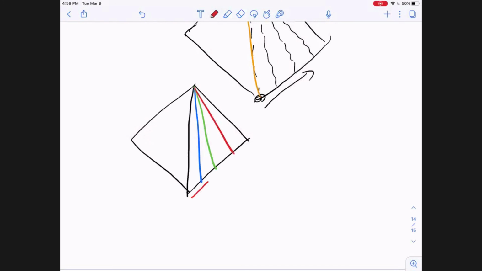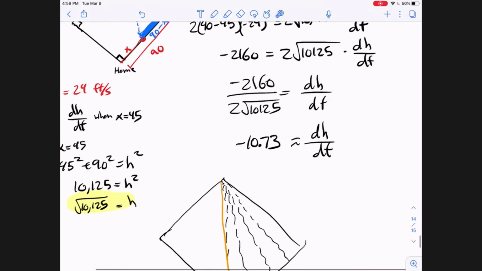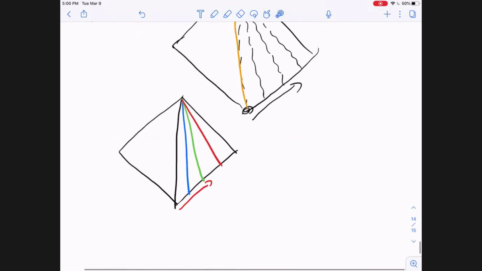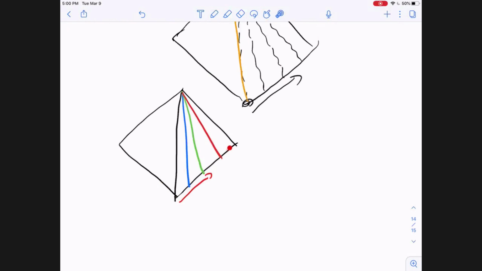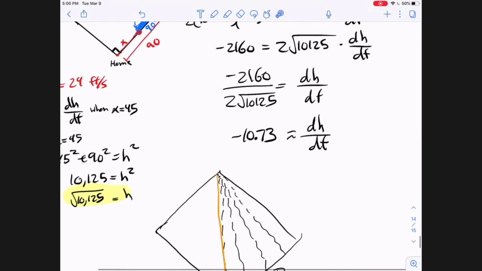So as you can see, as he's running this way, first his distance is the black line, which is a pretty long distance. Then it's blue, then it's green, then it's red, and then it gets this distance, and it eventually becomes 90 feet. But what we're saying is, when he's exactly halfway to first base, essentially where the green line is right now, at that particular moment, how fast is h decreasing? And we came up with the rate of negative, it's decreasing at 10.73 feet per second. Because you can see that line segment is getting smaller and smaller as he's running towards first base. Essentially, that's what's happening. Does that make sense?